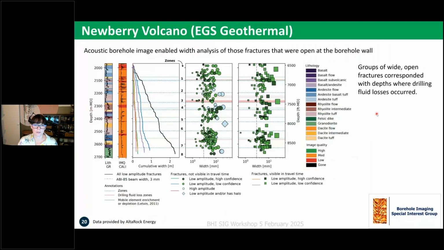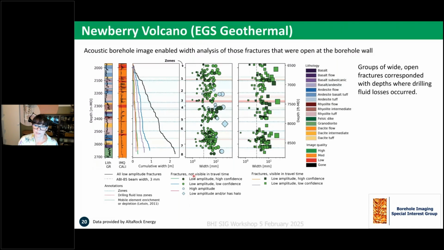So we're going to look at the results of an acoustic borehole image from an EGS geothermal project in Newberry. Thanks to Alterock for providing this case study. Because it's an acoustic borehole image, I've split the data by what is visible in the travel time, so likely to be open, and that's our squares, and not visible in the travel time. So you have both low amplitude and high amplitude features.